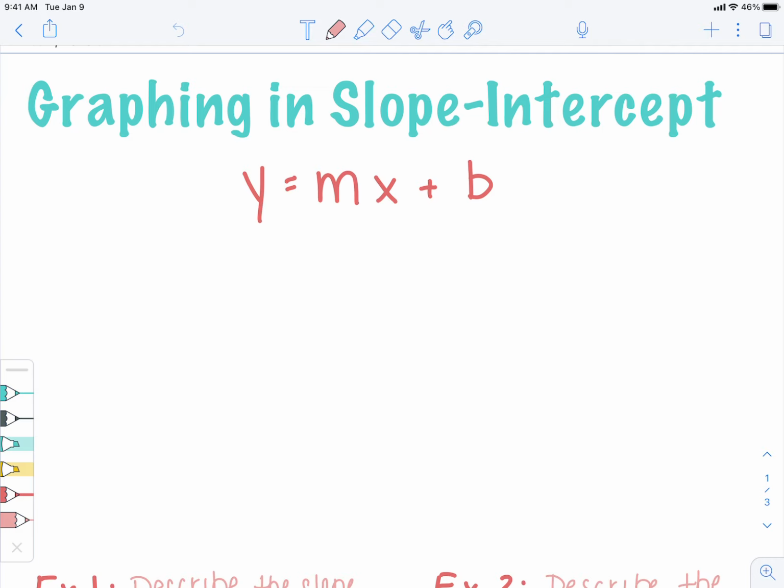So now, instead of graphing in standard form, where we're finding our intercepts, this is just the more common equation that you're probably really familiar with from last year. Slope-intercept form. Everybody's favorite, the y equals mx plus b. So we're still talking about a linear equation. The only difference here is m gives you your slope, and b gives you your y-intercept.